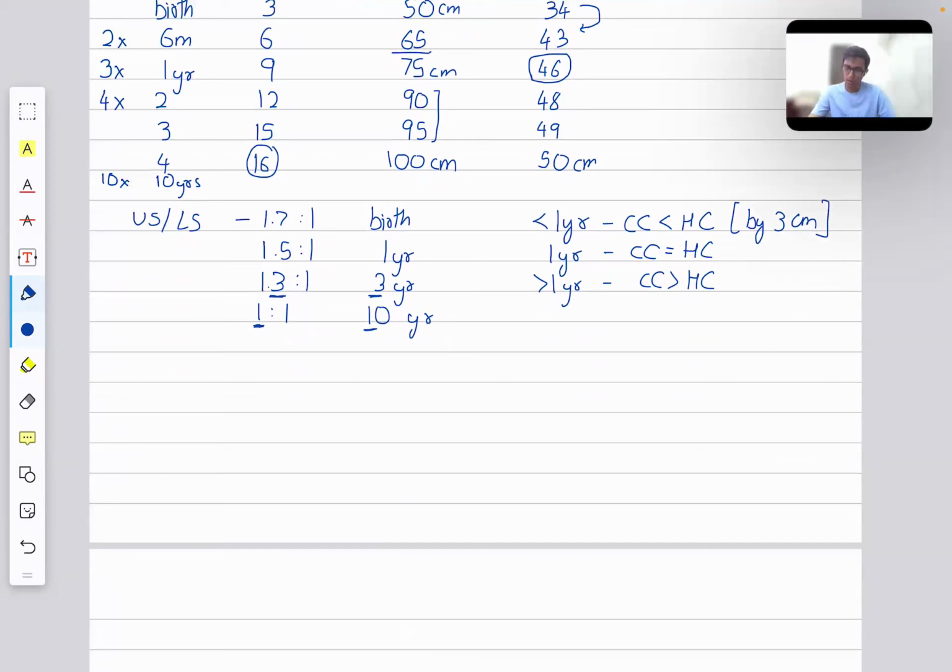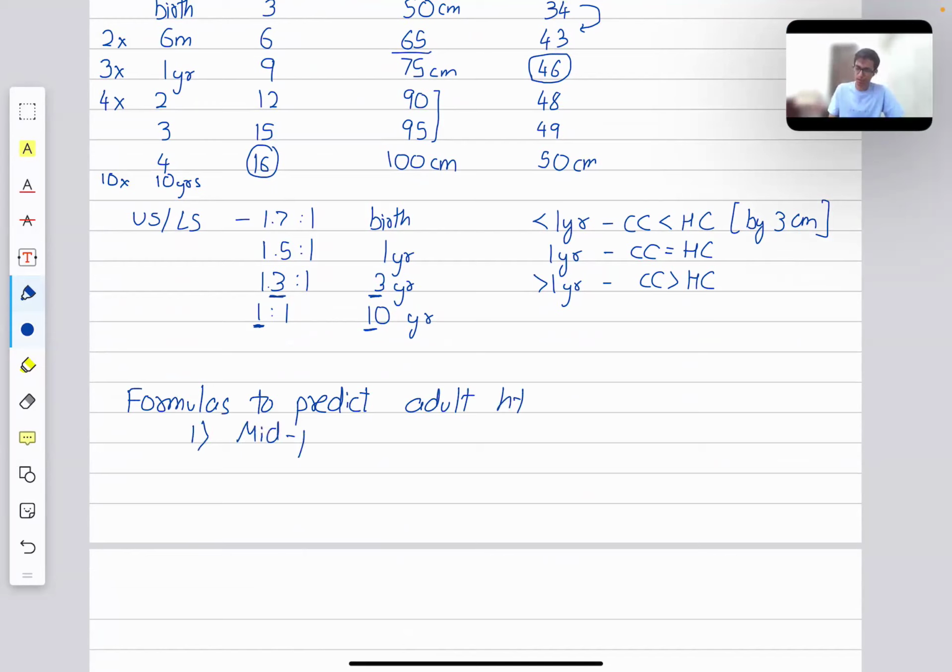Next, we will discuss the formulas to predict adult height. One of the formulas is the mid-parental height formula, where you add the father's height and the mother's height plus or minus 6.5 and divide it by 2. You will add 6.5 if it is a male child. You will subtract 6.5 if it is a female child.